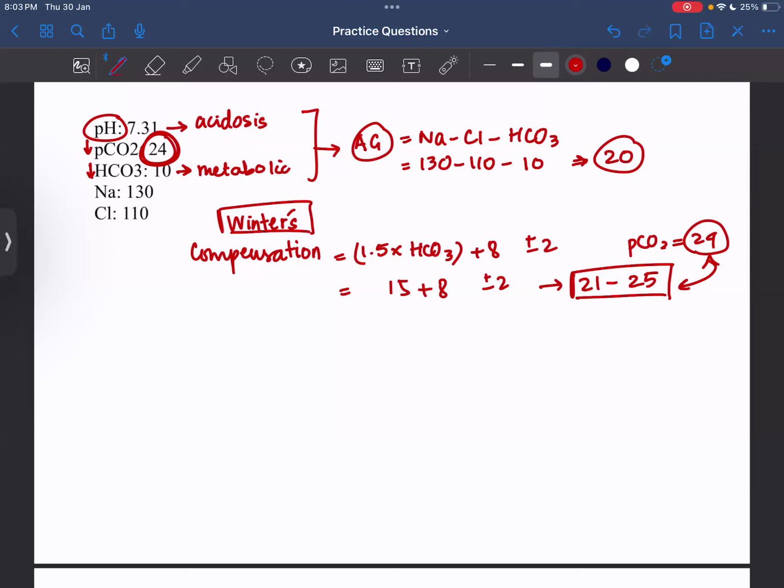So far, what do we have? So far, we have a high anion gap metabolic acidosis with compensated respiratory alkalosis. Okay. And that's it. Pretty much, yeah.